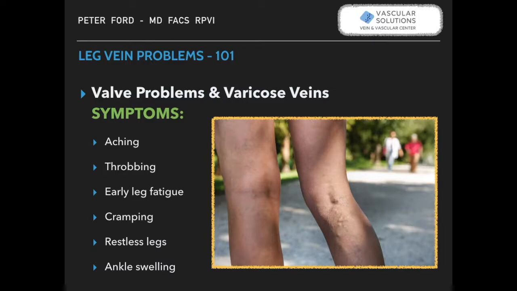Symptoms can also get exacerbated by sitting at a desk or in a car or in a plane for long periods of time. Other common symptoms include leg cramps, restless leg symptoms, skin itching, and ankle or lower leg swelling.